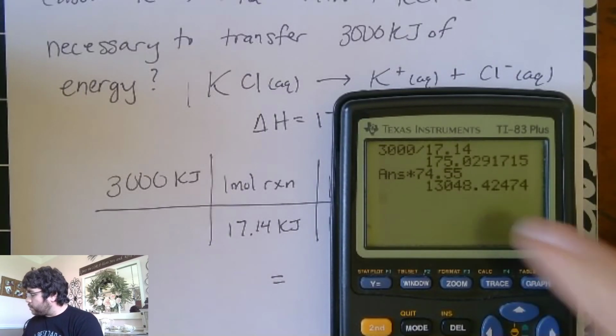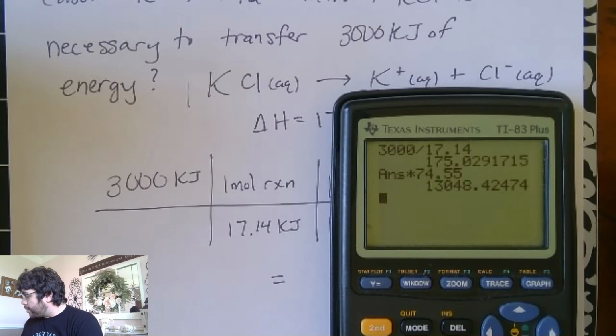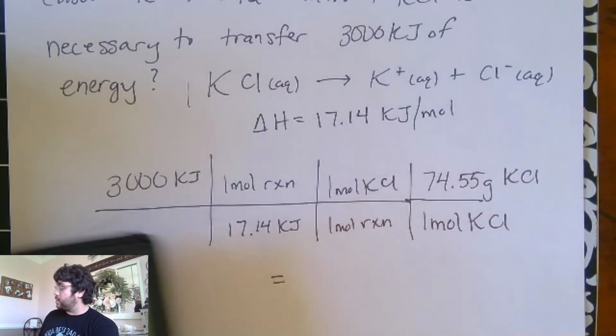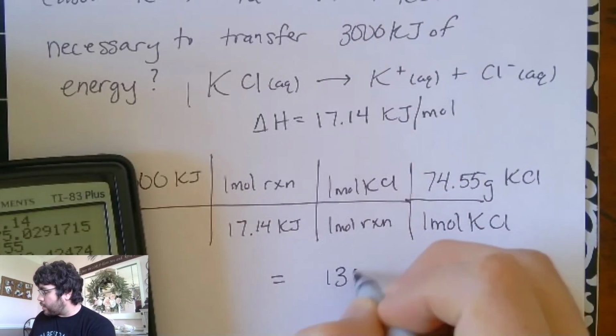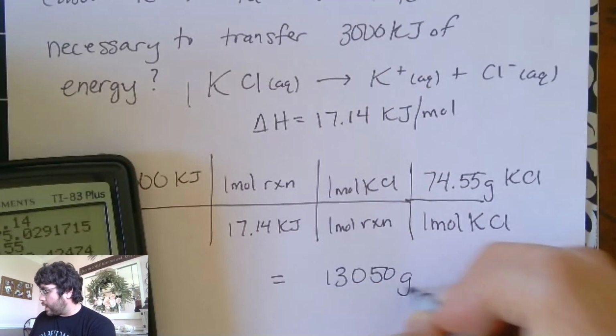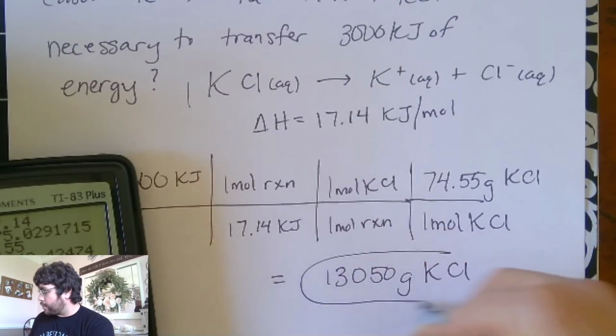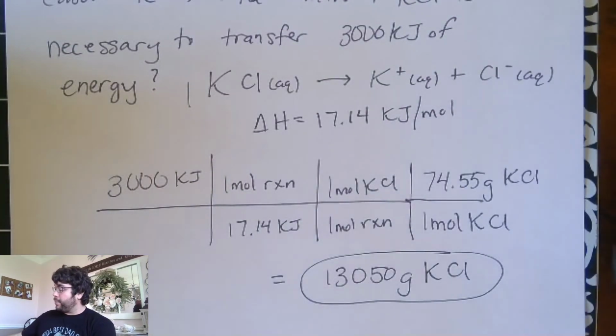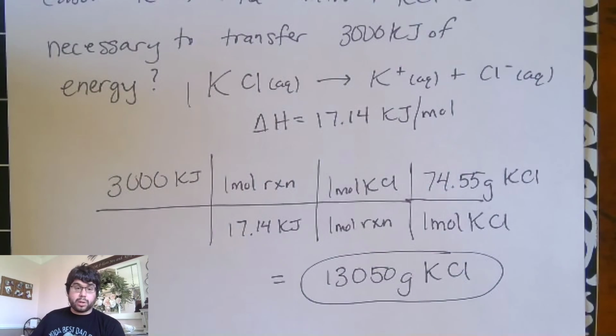And so our answer is going to be a pretty big number there. 13,048. We'll do 13,050, just to round it nicely. So 13,050 grams of KCl is our answer. And there we go.